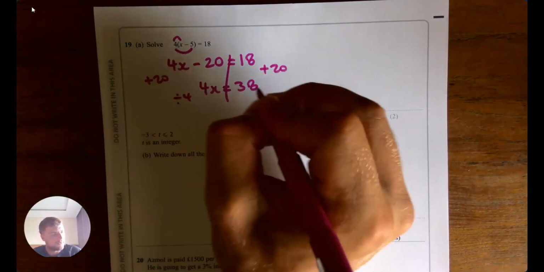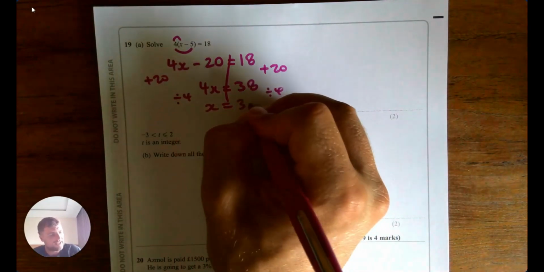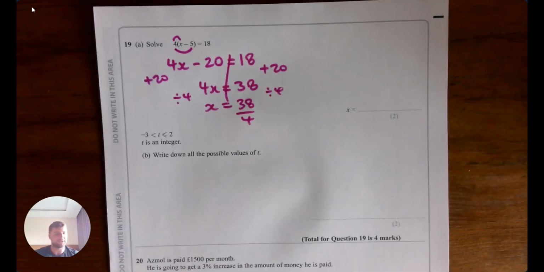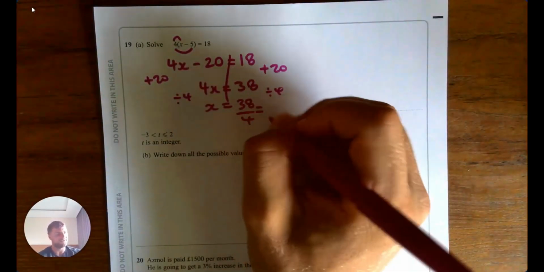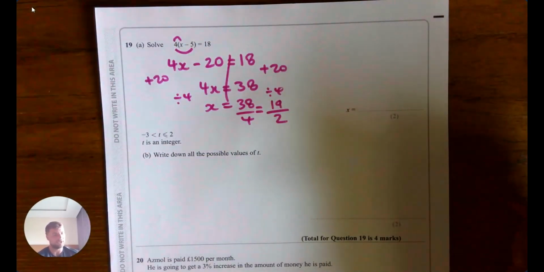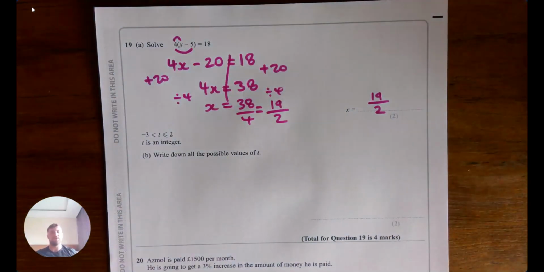Then we're going to divide by 4. So x equals, I'll write as 38 over 4. The reason is we don't have a calculator and 38 doesn't divide by 4 exactly. Simplify this first. They both divide by 2. So I can change it to 19 over 2. And I can just write that as an answer. Or you can change it to a decimal if you want. But there's a risk that you might get that wrong. So actually just writing as a fraction is absolutely fine for that.